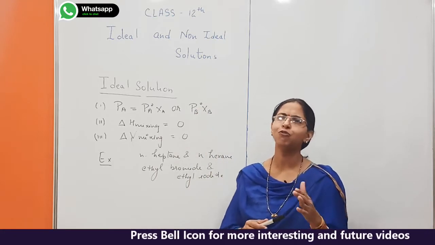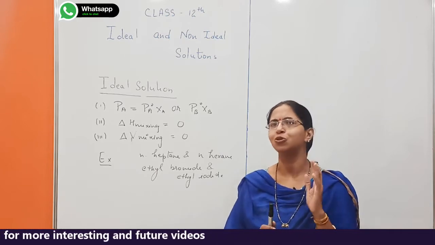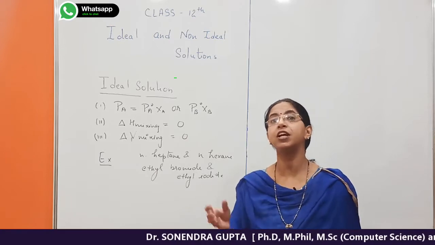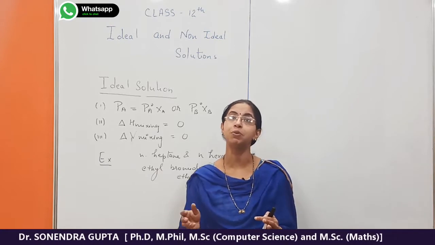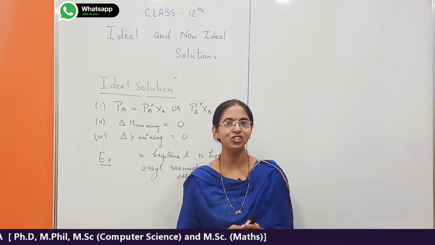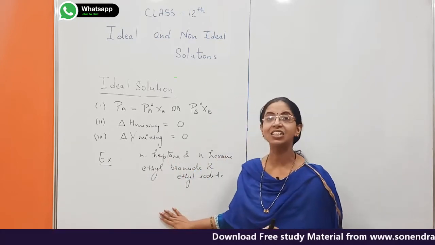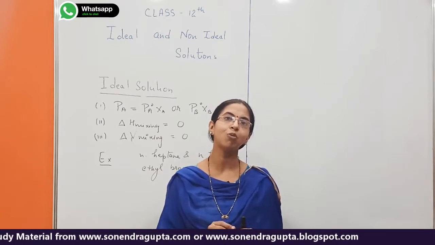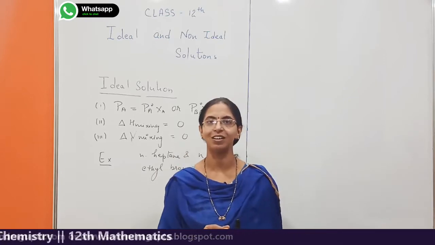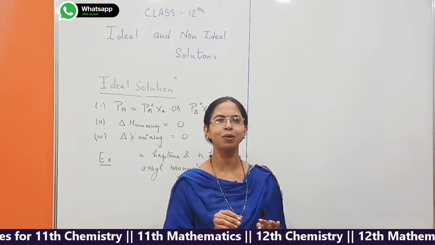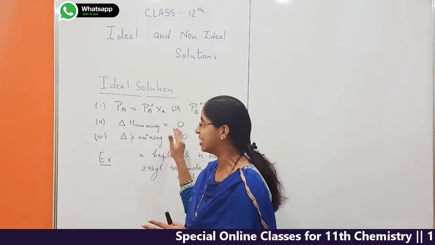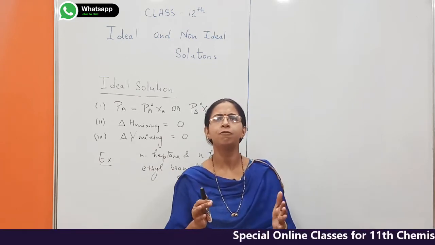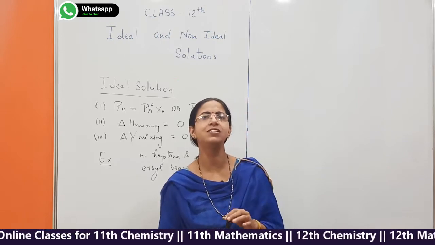As you know very well, there is no ideal solution which follows Raoult's law for every composition over the whole range of temperature and pressure. So we have a limitation here: the ideal conditions are followed when we have a very small quantity of solute in the solvent, and the temperature should be a little bit low. Now, why does a solution work like an ideal solution? There is a reason behind that.